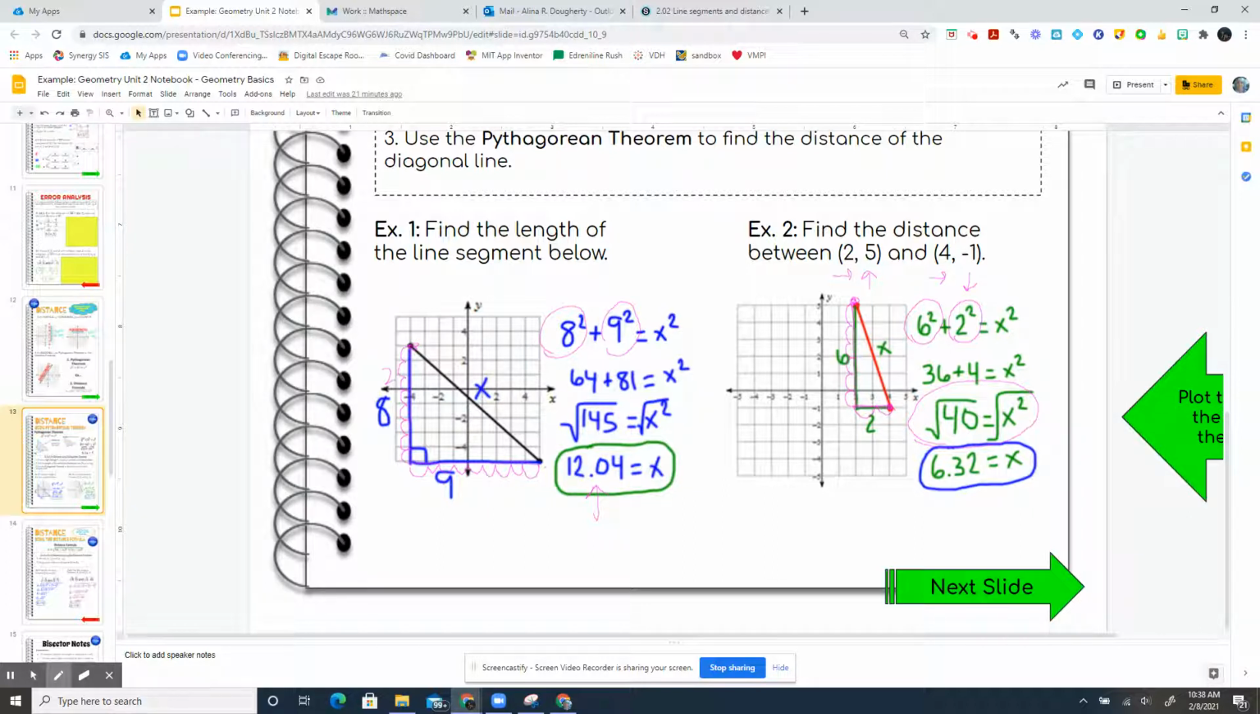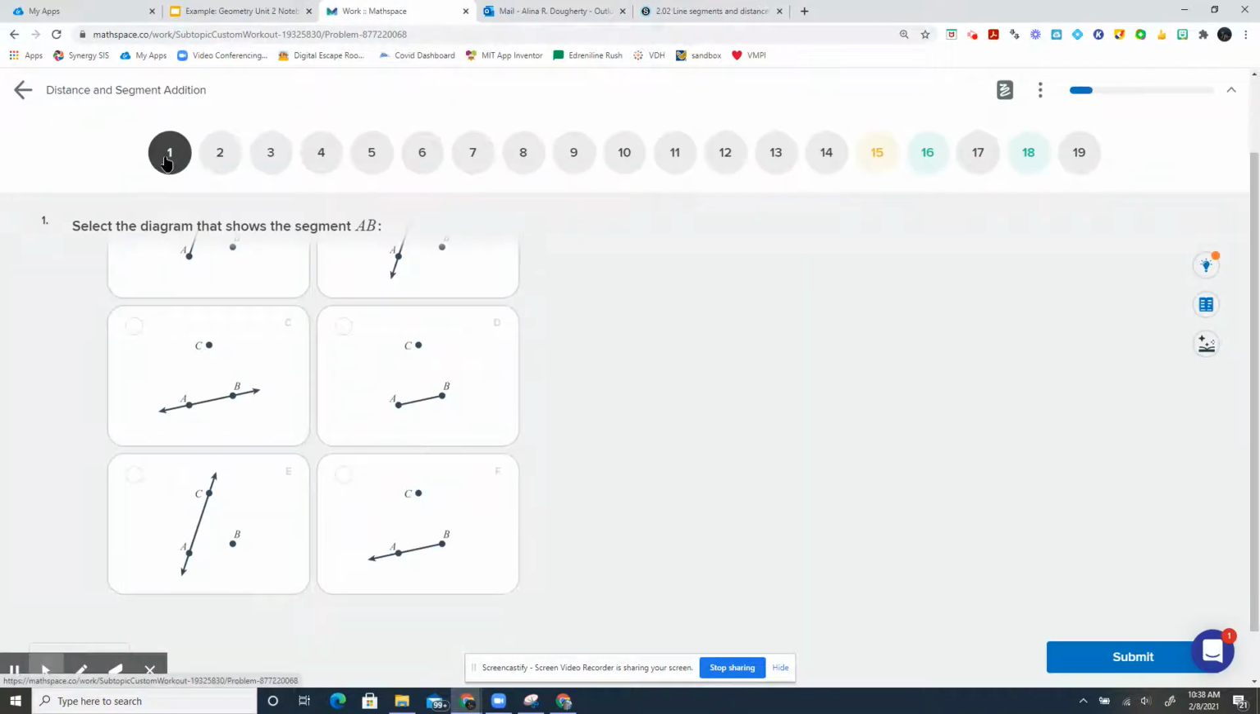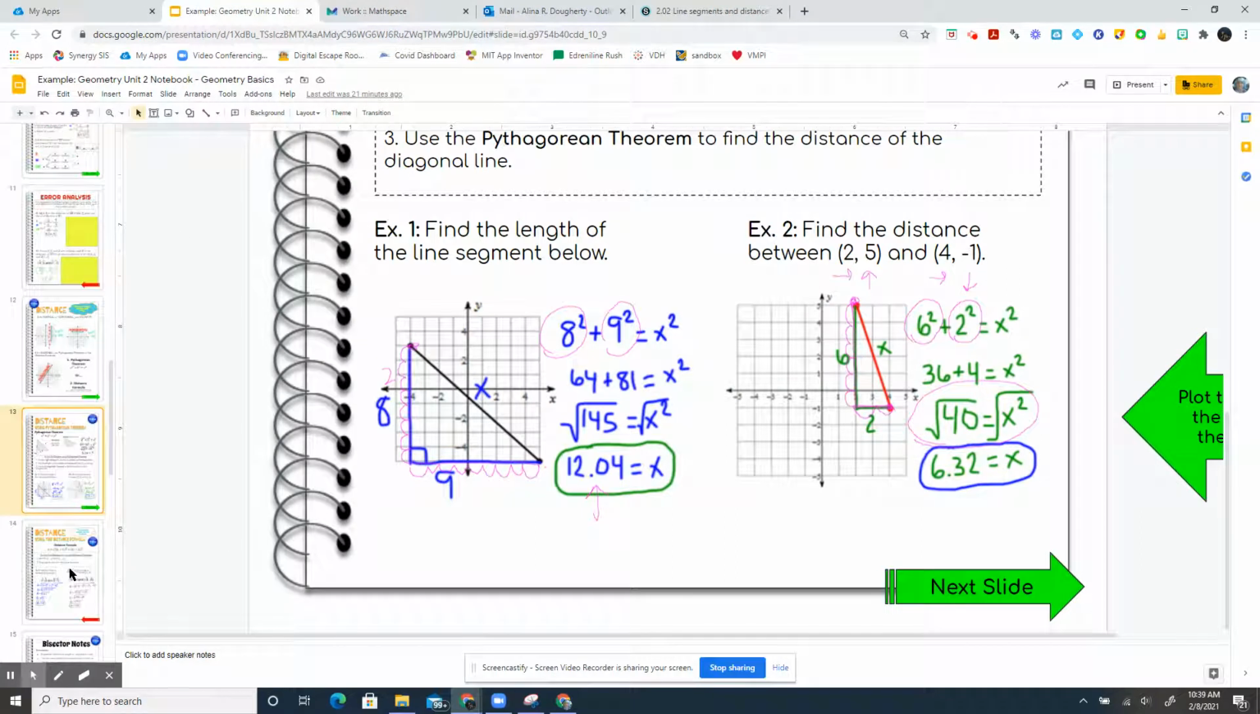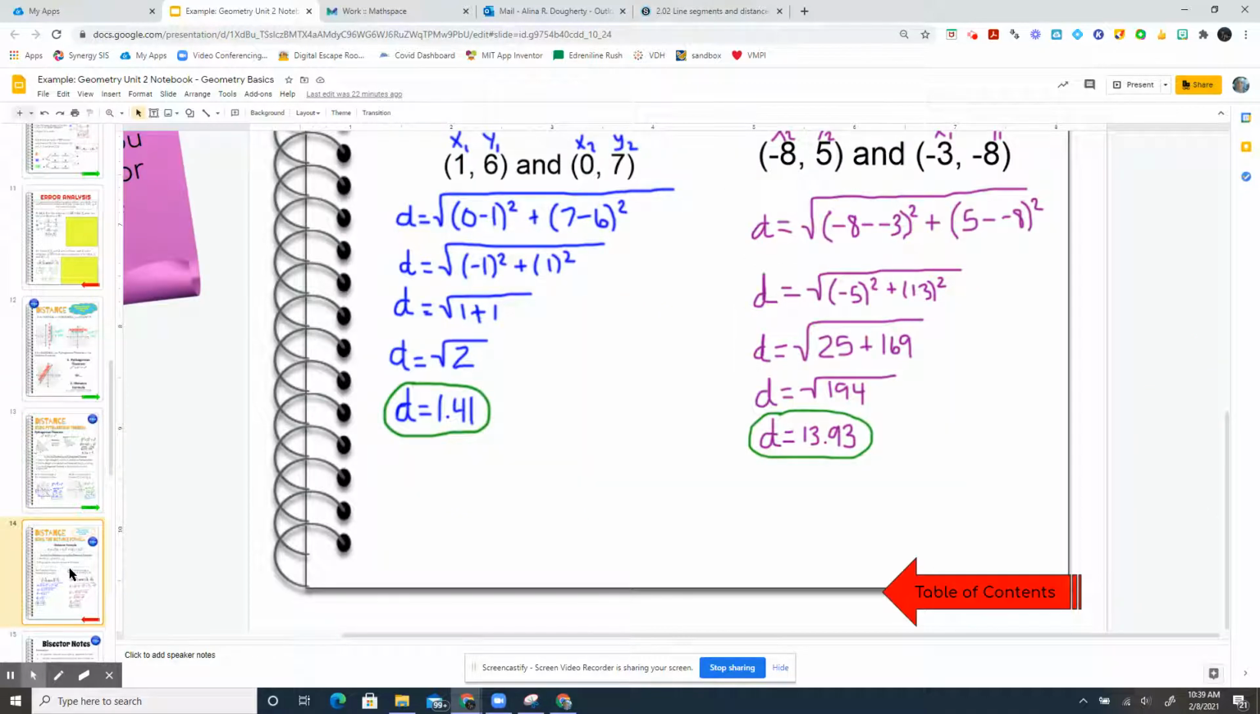Okay. You might want to pause here and do a couple of examples on your own. Over in Math Space, we're going to look at questions 1 through 14. I'm not sure which ones of those do distance this way, so I'm going to do the distance formula and then come back to the Math Space to give you some more examples. So you might want to pause for a second, take a breather, take a break, stretch. Let's go to slide 14.